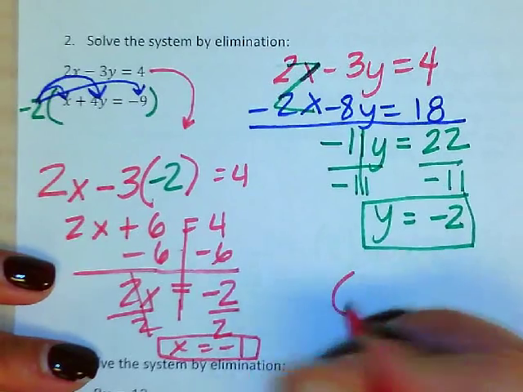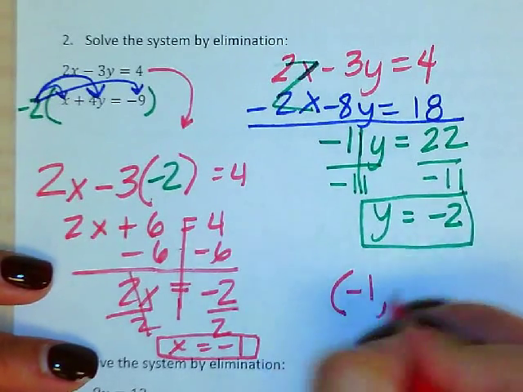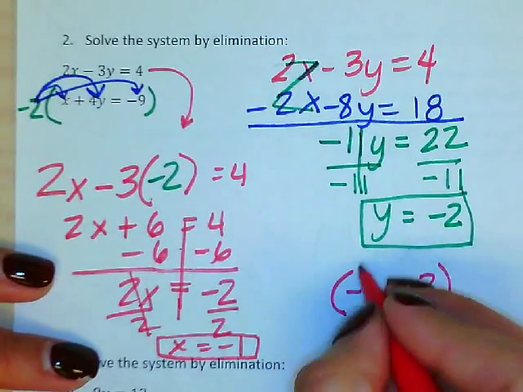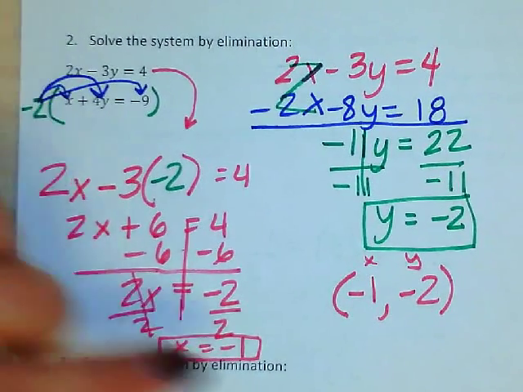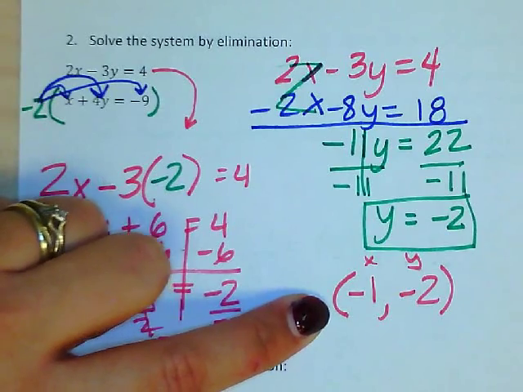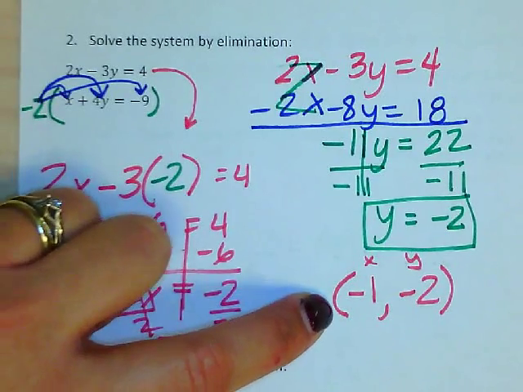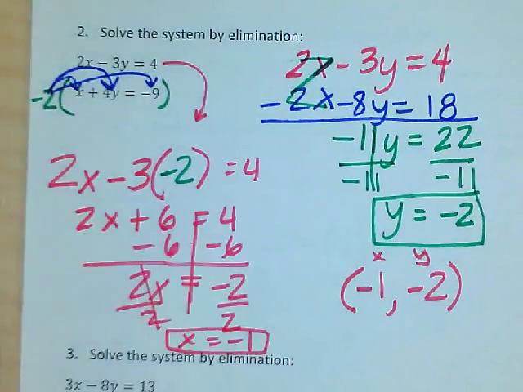So here I'm going to write it as a coordinate point. X is -1 and y is -2. And that would be my answer. These two equations, when graphed, meet at this point, which means that they're only equal when x is -1 and when y is -2.